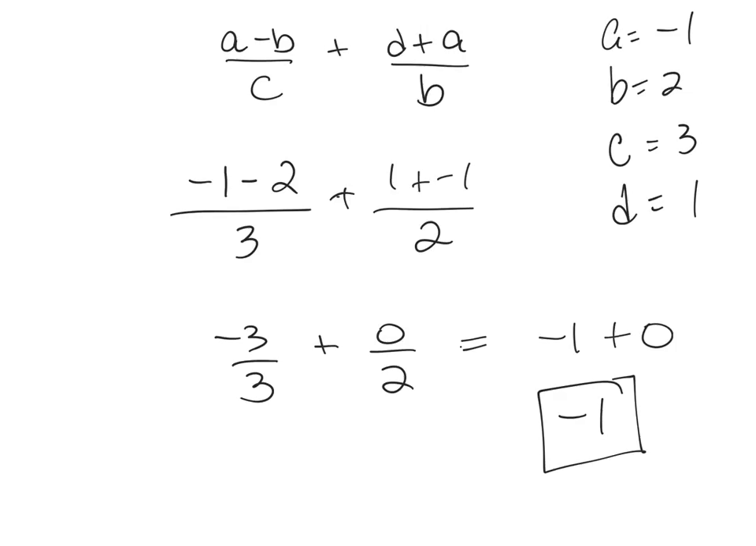So when we're plugging in, we plug in A is negative 1, B is 2, C is 3, and D is 1. And then we clean up the numerators and then do each fraction individually. If we were to get 2 different fractions, you can put them in your calculator. But in this case, the second fraction was equal to 0, so you didn't have to deal with him. He went away. Okay? The answer is negative 1.